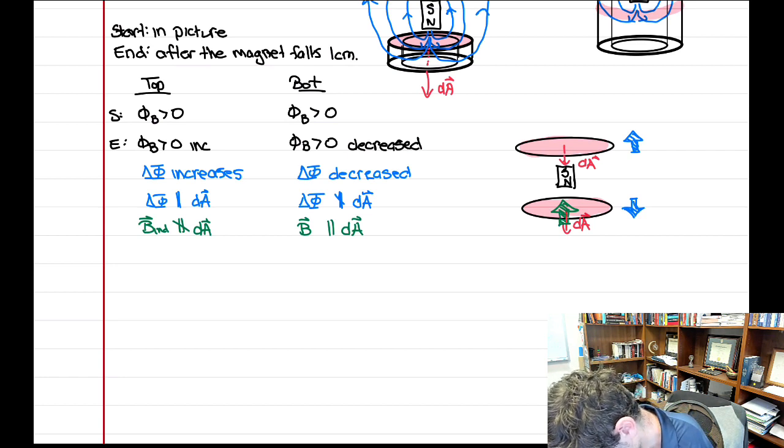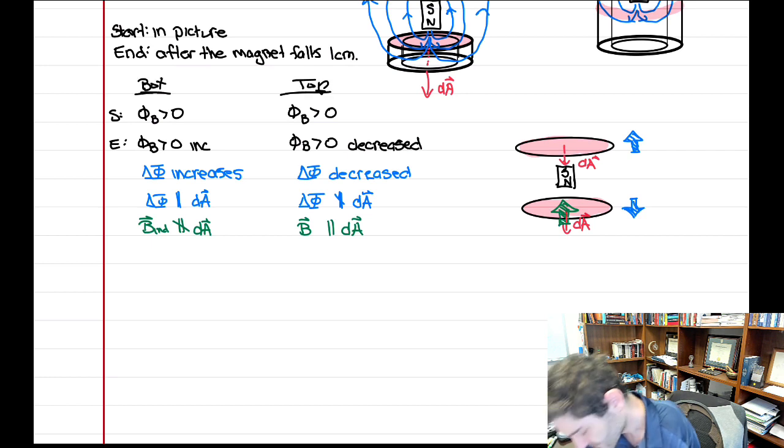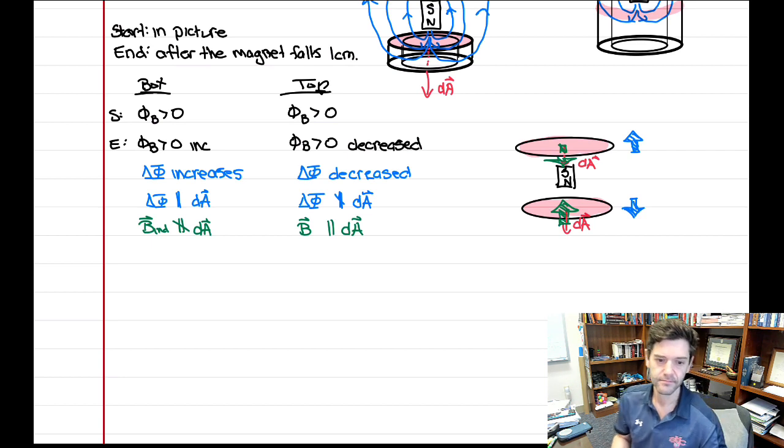I flipped these, didn't I? Well, thankfully, I just flipped these categories. This was the bottom, this was the top. Let me just make sure. Increase, decrease. Okay, yes. Sorry about that. So then, in this case, if the flux decreased or was anti-parallel, then we can make this point in the direction of dA.